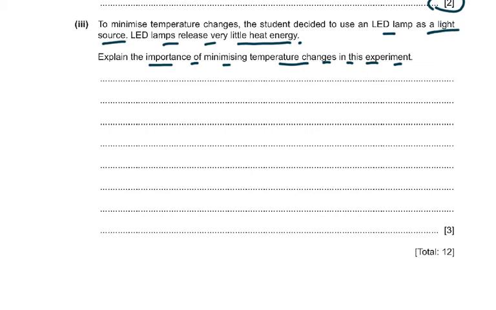High temperatures can decrease the rate of reaction of photosynthesis, and high temperatures can also denature enzymes, and high temperatures may cause increased photorespiration, which of course you don't study anymore in the new syllabus. So explain the importance of minimizing the temperature changes in the experiment.